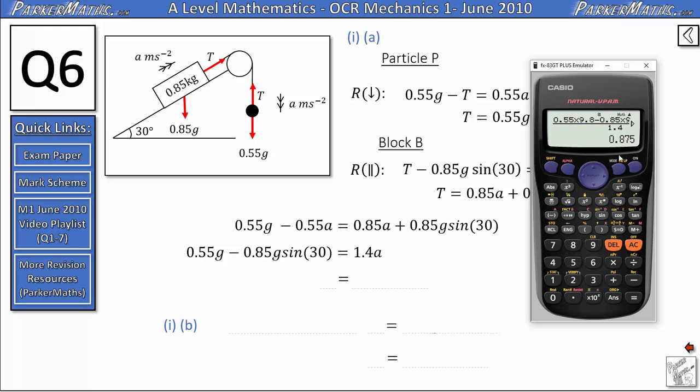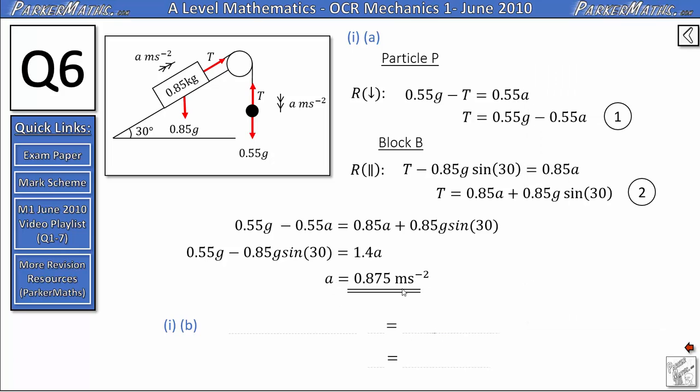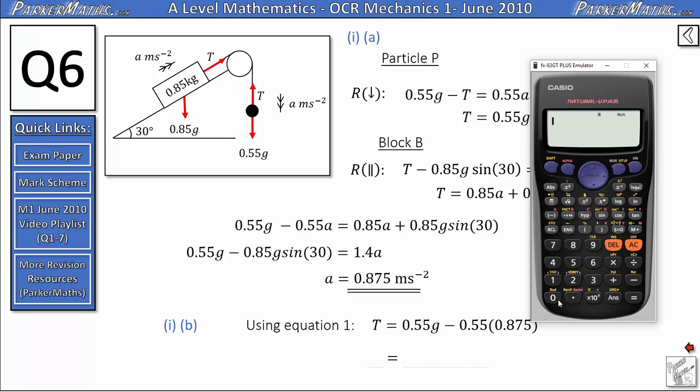And that gives us 0.875. Now that we've got a value for A, it should be fairly straightforward to find a value for T. I'm going to use equation 1. I get T equals 0.55 G subtract 0.55 times A, which we now know is 0.875. Substituting this into our calculator gives us 4.91 if we round to 3 significant figures.